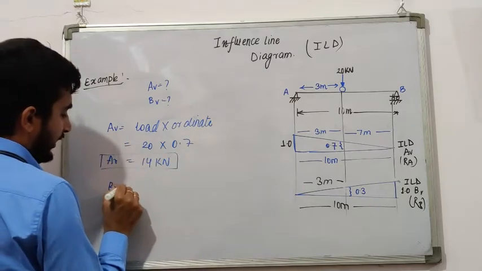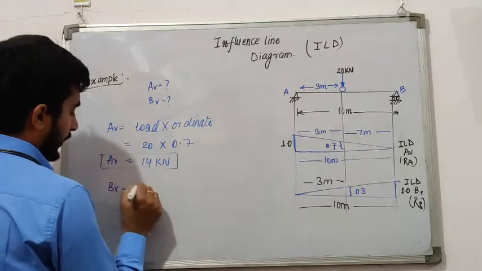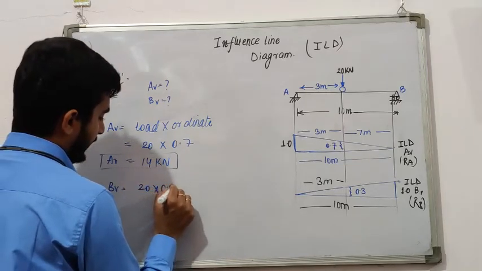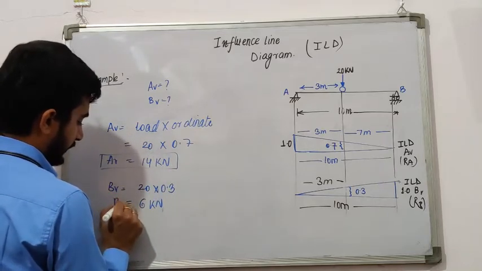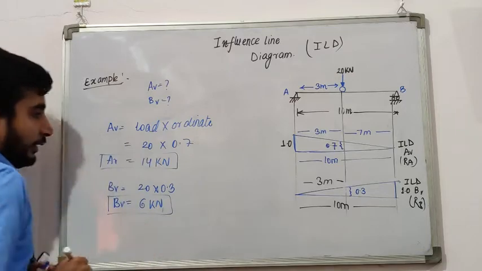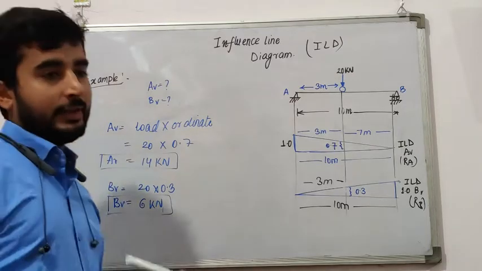Now BV is 20 into 0.3, which is equal to 6 kilonewton. This is BV. Now it is a very genuine thing.